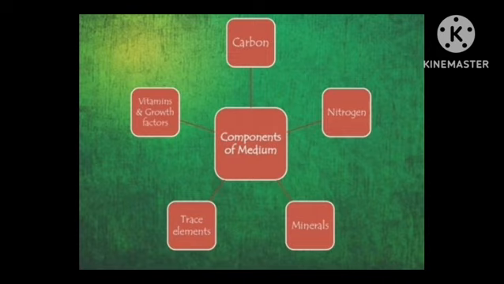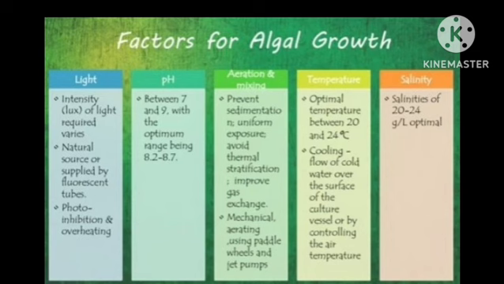And trace elements, zinc and molybdenum, are needed in tiny amounts as enzymes and cofactors. Fe, Mn, and zinc are also used. And next, the factors for algal growth. What are the factors? Light. The intensity of light required varies. The source is natural sunlight or fluorescent tubes.